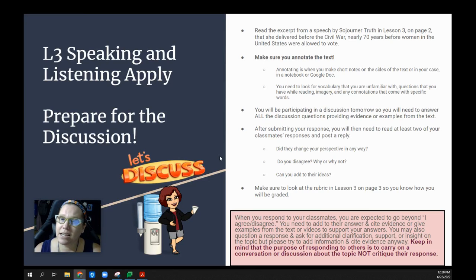Now, what is annotating? Annotating just means you're taking notes, okay? So you're going to make short notes on the sides of your text, or in your case, since you don't have the text right there and you can't make notes directly in it, you're going to have a notebook or a Google Doc, and you're going to take notes as you are reading the text. You're going to look for vocabulary that you're not familiar with, questions that you have while reading, any kind of imagery, any words that have connotations that you find interesting or make you feel a certain way, or are very impactful to you when you're reading them. You're going to make notes of all of those.